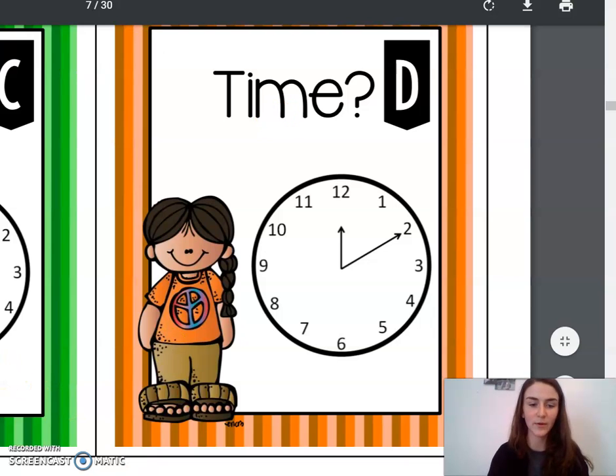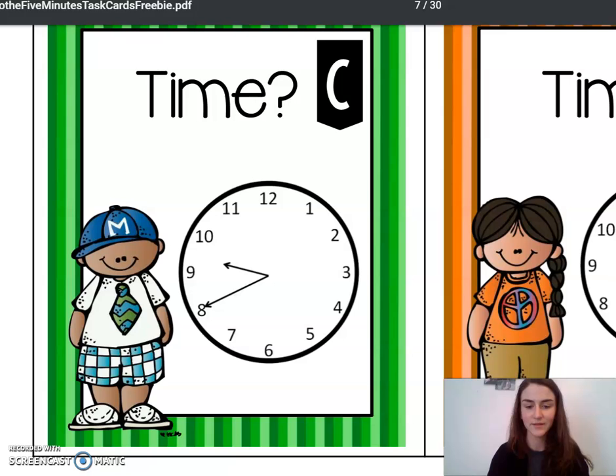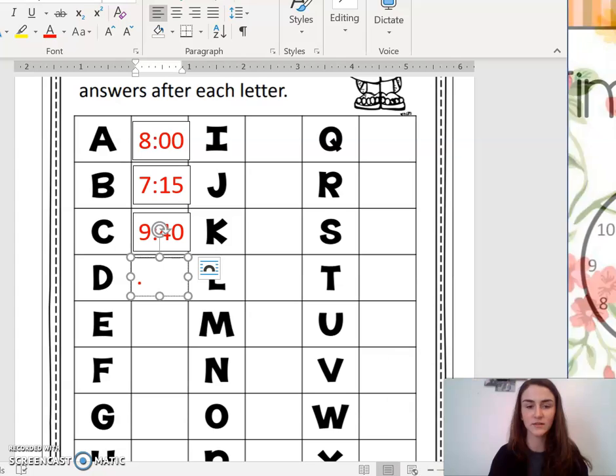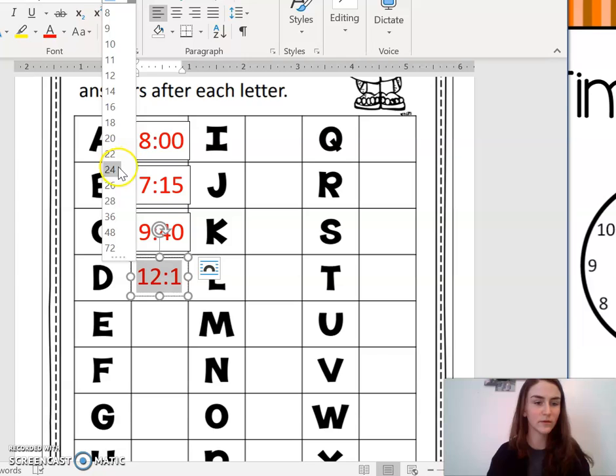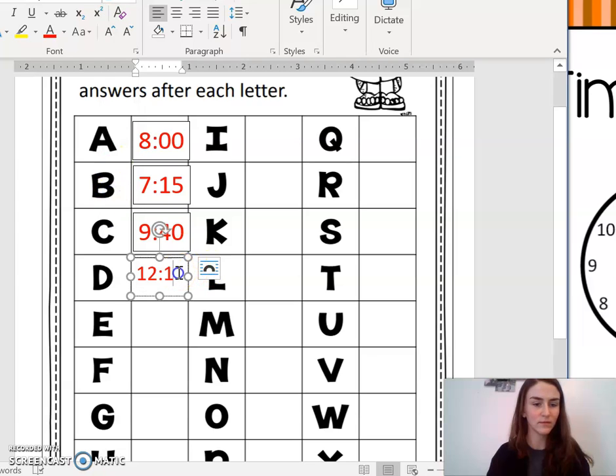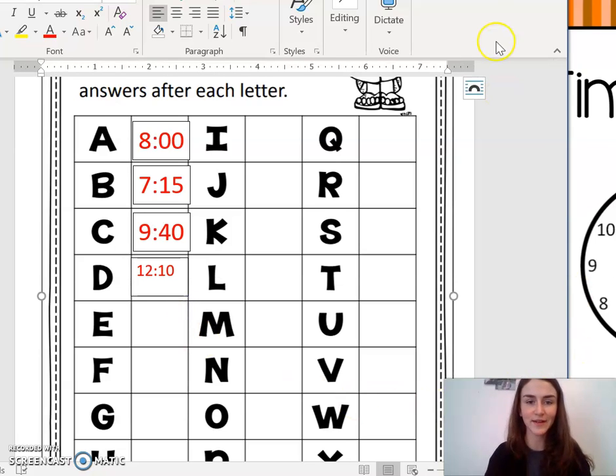So we're just going to hop on over to our answer key over here. Let's put our answer key back up on the screen. And we are going to write 12:10 right here for letter D. Okay? 12:10. I'm going to make it a little bit smaller so you guys can see it. Oops. It's still not small enough. There we go, 12:10. All right, so that's letter D. Nice job, guys.